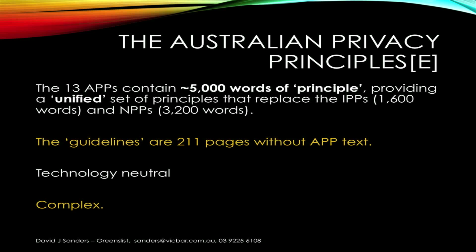As an idea of the complexity of the APPs, these are the set of unifying principles that weigh in at about 5,000 words that replace the earlier principles from the earlier versions of the Act that weighed in, in two separate cases, one for private and one for public sector, at something less than that, at 4,800. So we've unified everything and made it bigger, and it's in no way more streamlined than what was there before.